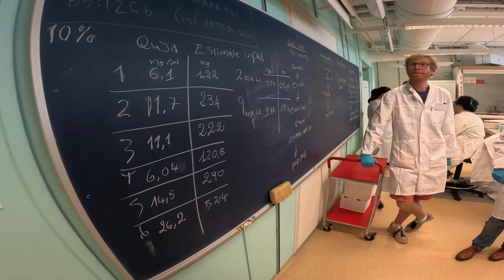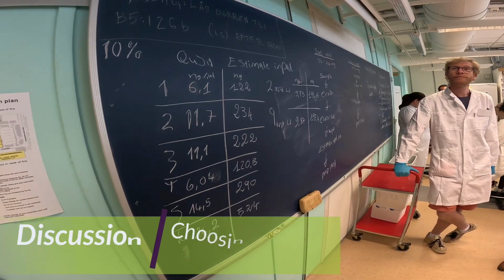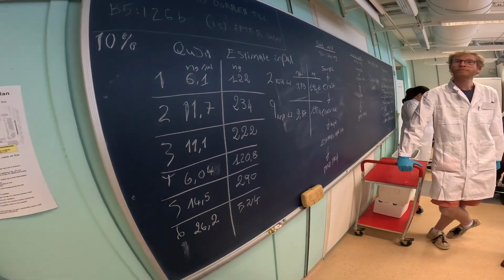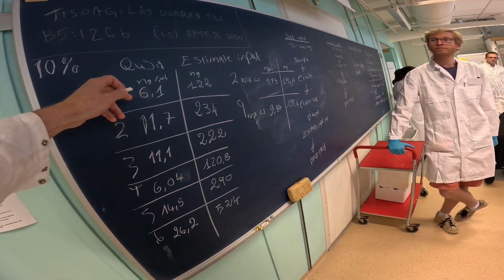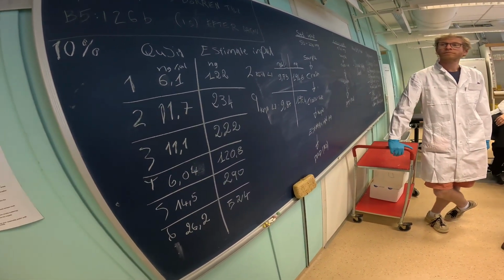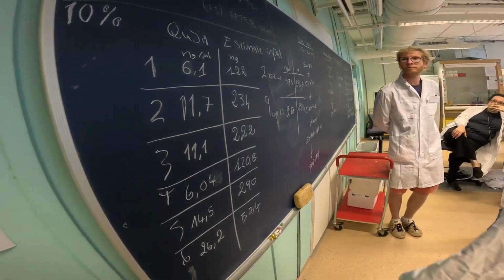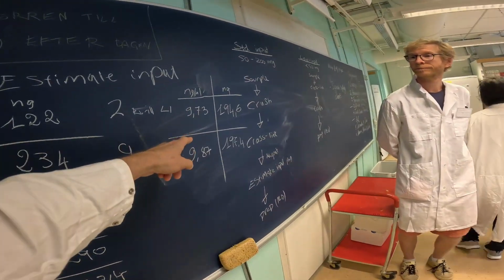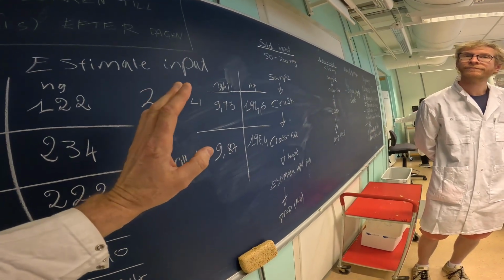Okay, now we have done the Qubit determine input amount reaction, and we have written the Qubit values in nanograms per microliter here on the board. The low input sample, which we have over here, as we suspected, is not that low input, but that's fine.